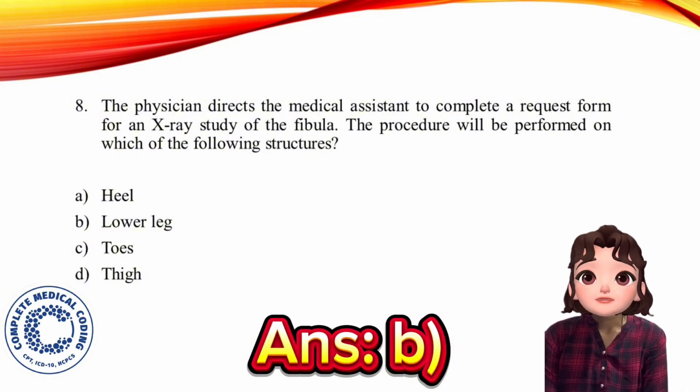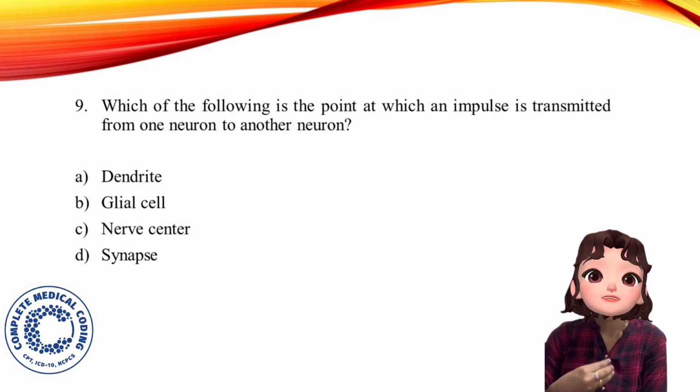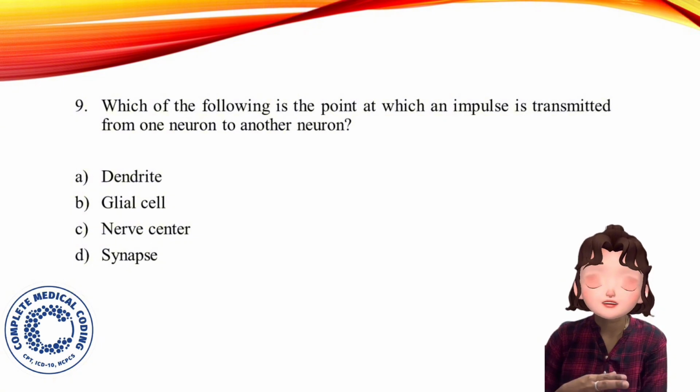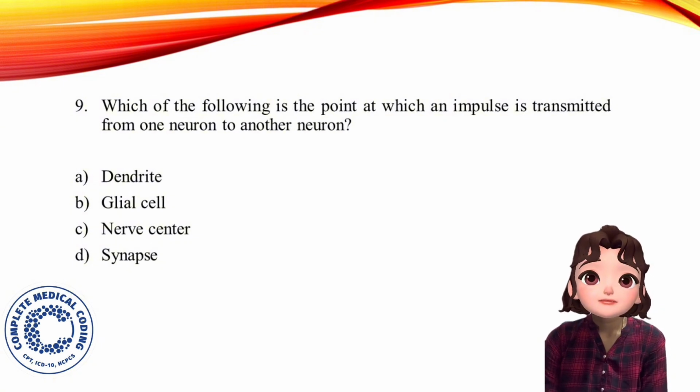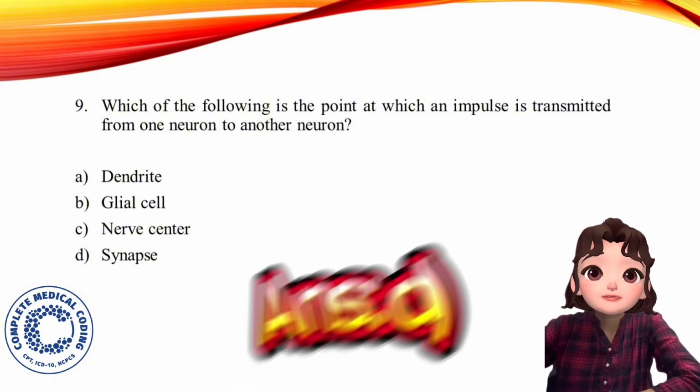Now 9th question. Which of the following is the point at which an impulse is transmitted from one neuron to another neuron? What is that point called? Dendrite, glial cell, nerve center, synapse. Yes, the answer is option D, synapse.